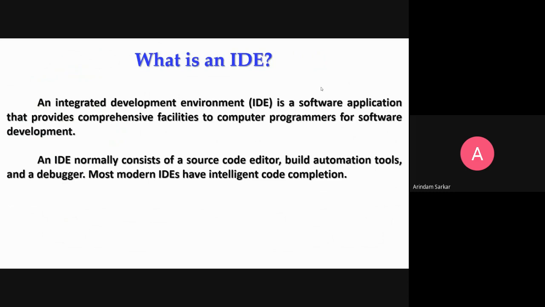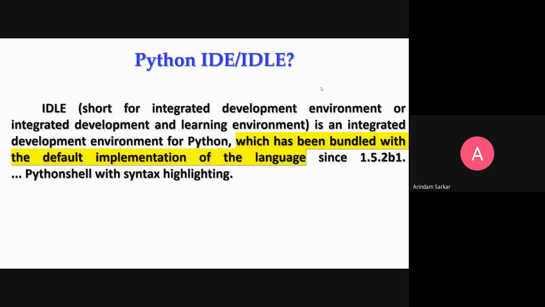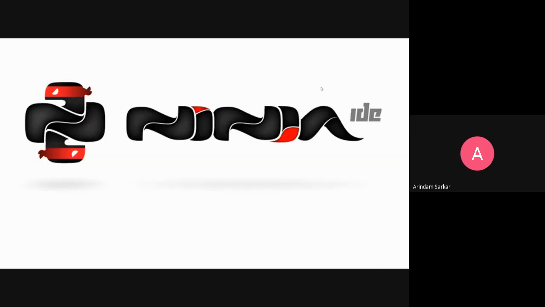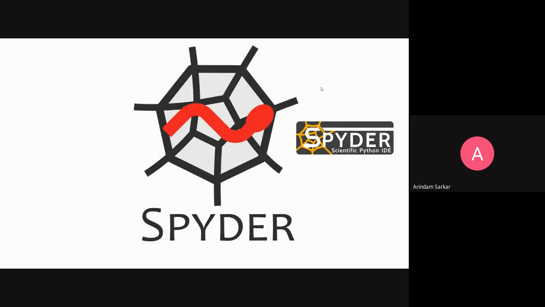What is an IDE? IDE means integrated development environment. It's a software application that gives you a GUI. When you are writing a program in Python, you write it in the shell, and if you write and press enter, it gives you the result. But if you want to experience the graphical user interface, then you can install an IDE. There are a lot of IDEs. Here, this is Ninja, Spyder.